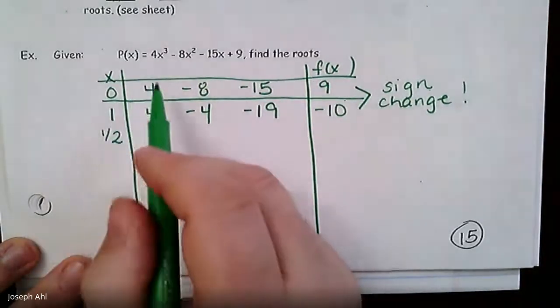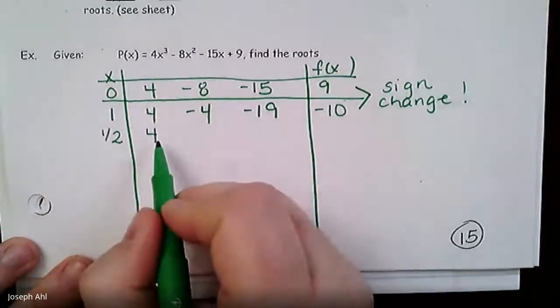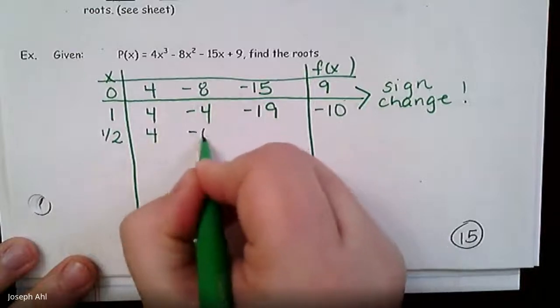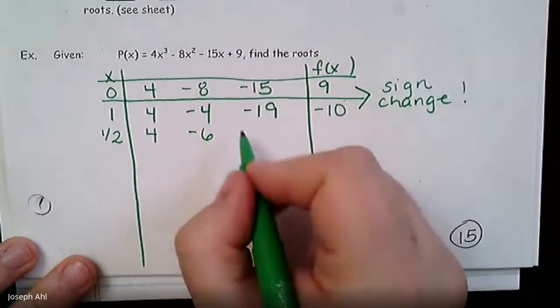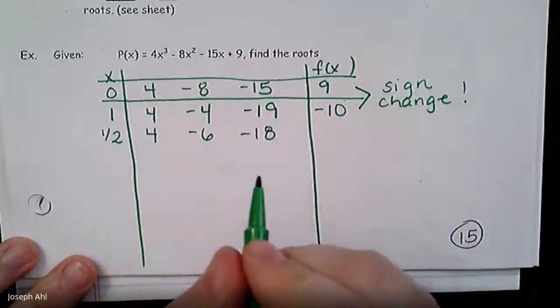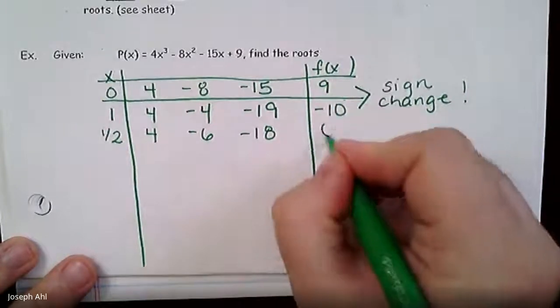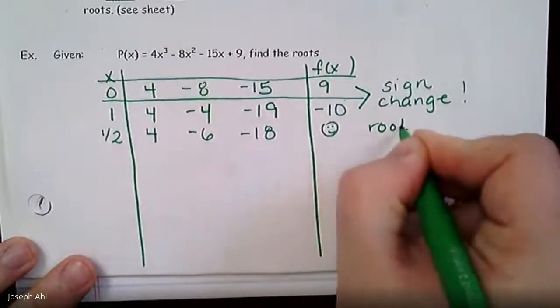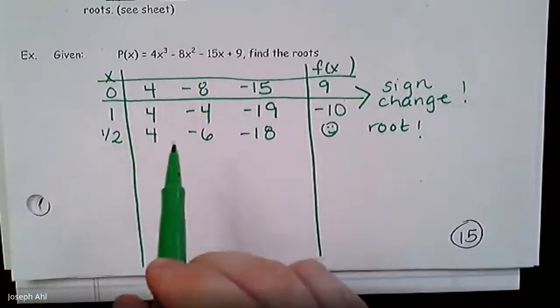Hopefully 1/2 works. Let's check it out. So bring down the 4. Half of 4 is 2. 2 plus -8 is -6. Half of -6 is -3, plus -15 is -18. Half of -18 is -9, plus 9 is in fact 0. So we know that we found a root at x equals a half.